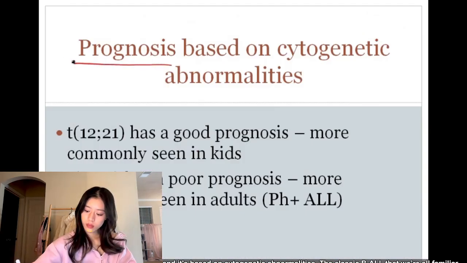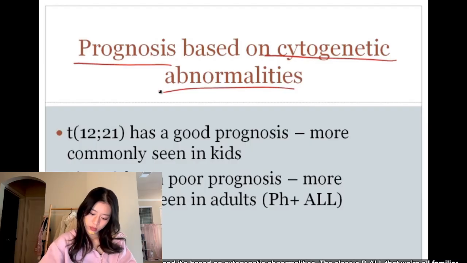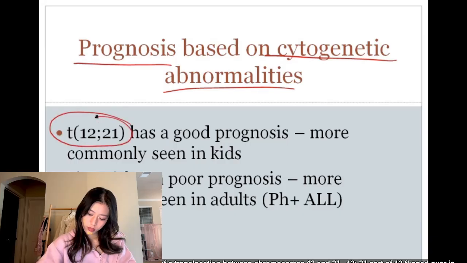The prognosis for B-ALL is generally good, and it's based on cytogenetic abnormalities. The classic B-ALL that we're all familiar with usually has a cytogenetic abnormality of translocation between chromosomes 12 and 21, 12;21, and this has a good prognosis. And this is the one that we more commonly see in kids.